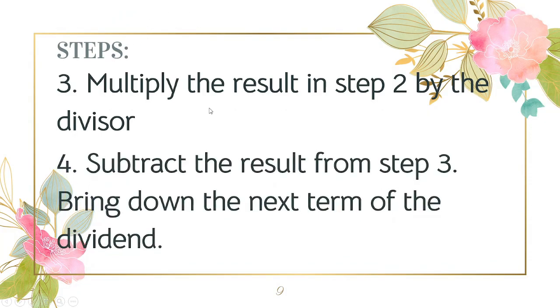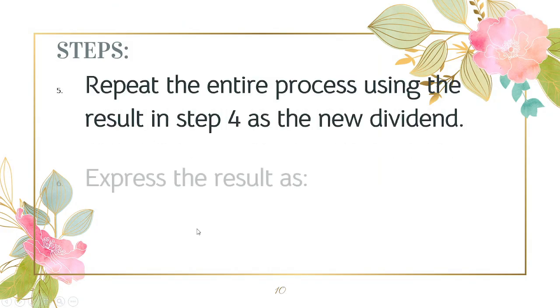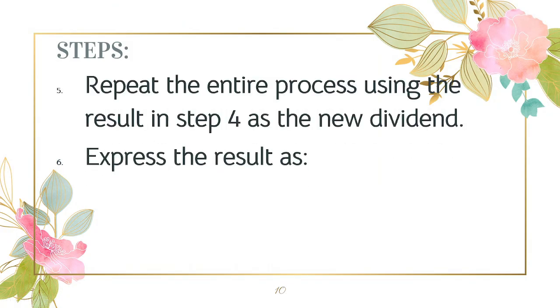Next, number 3. Multiply the result in step 2 by the divisor. Number 4. Subtract the result from step 3. Bring down the next term of the dividend. And number 5. Repeat the entire process using the result in step 4 as the new dividend.